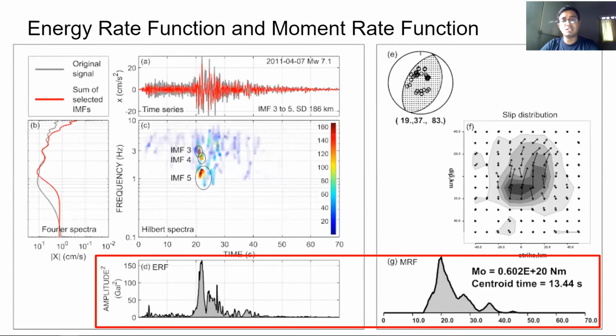Finally, we compare the results from the strong motion analysis with those from waveform modeling. We observe that the ERF matches the shape and duration of energy pulses observed in the MRF.